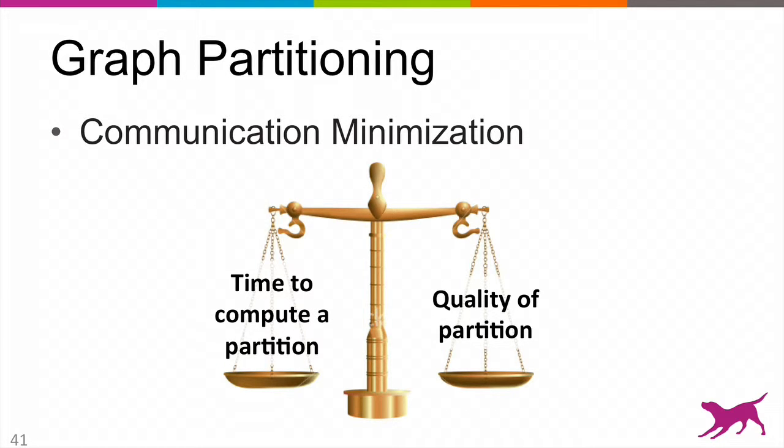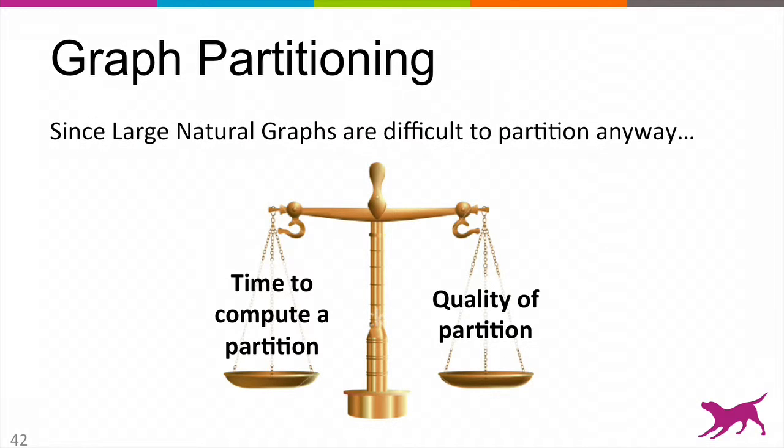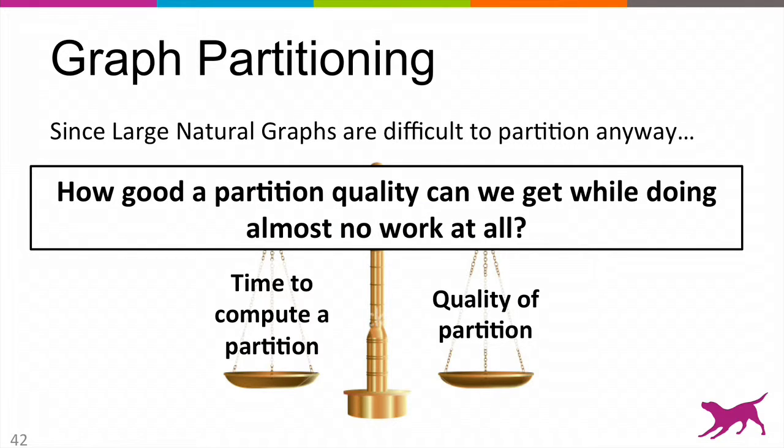However, with graph partitioning, the objective is communication minimization, but there is an issue: how long it takes to compute a partition versus the quality of the partition. You can spend a long time finding a really good partition. You can hit it with things like METIS and so on, which will find you a really nice partition. But for the time spent doing the partition, you might as well do your actual computation. So there's a balance here. Since really large natural graphs, which are very common, are very difficult to partition anyway, here's the question: how good a partition quality can we get while doing almost no work at all?